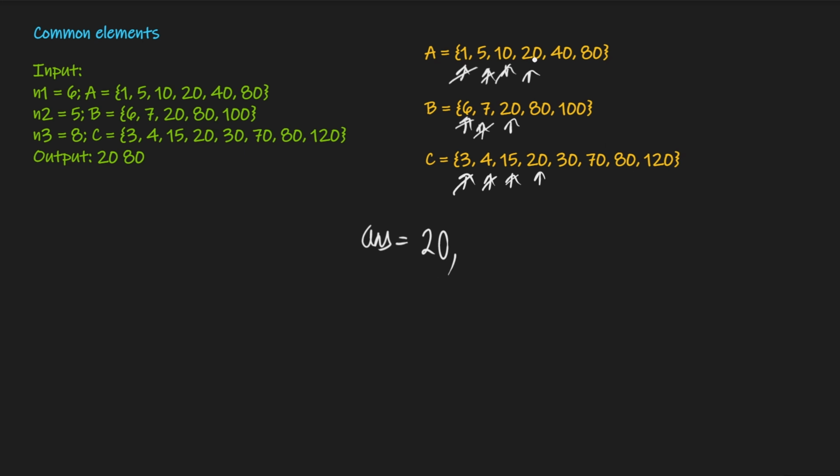We will be skipping all the duplicate values. So there are no duplicate values. Go to the next value. There are no duplicate values. Go to the next value. There are no duplicate values. Go to the next value.